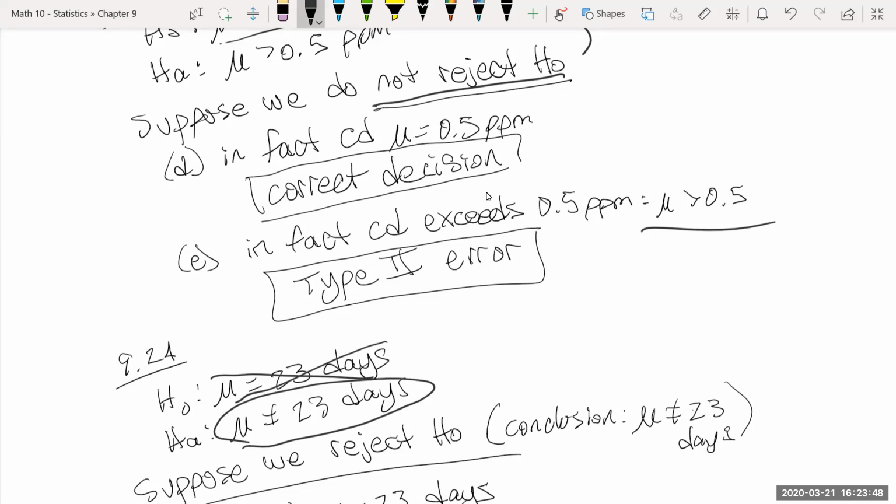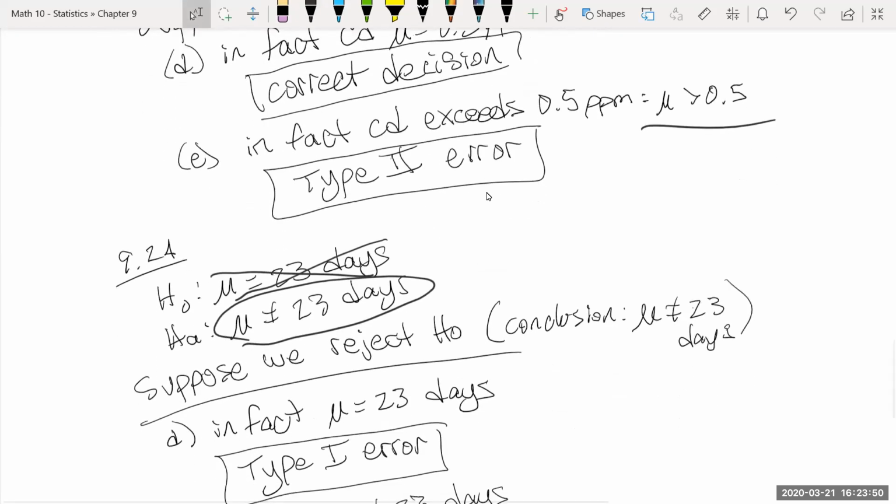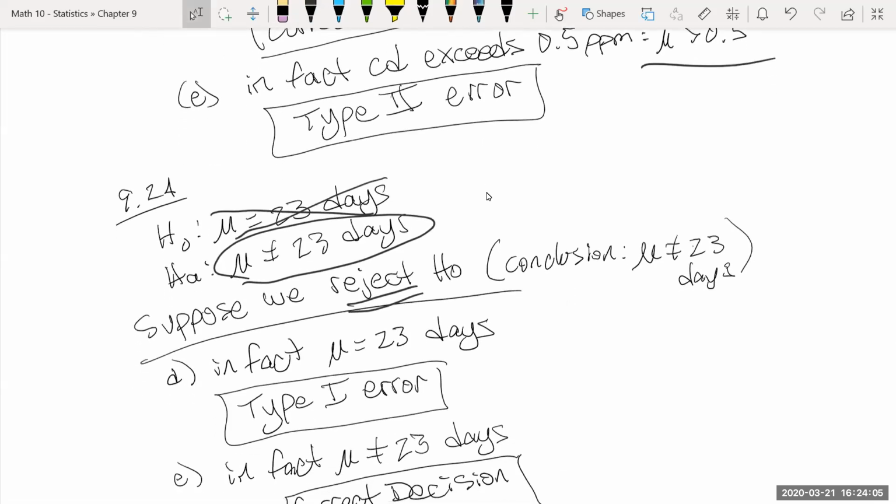So we're going to say, okay, well, let's see. If in fact mu is equal to 23 days, and my conclusion is it's not equal, that's an error. I rejected incorrectly. It's a type 1 error. And conversely, if in fact mu wasn't equal to 23 days, that's what my conclusion was. When I rejected that it was equal, I went with the alternative that it was not equal, and I was right. So that's a correct decision.